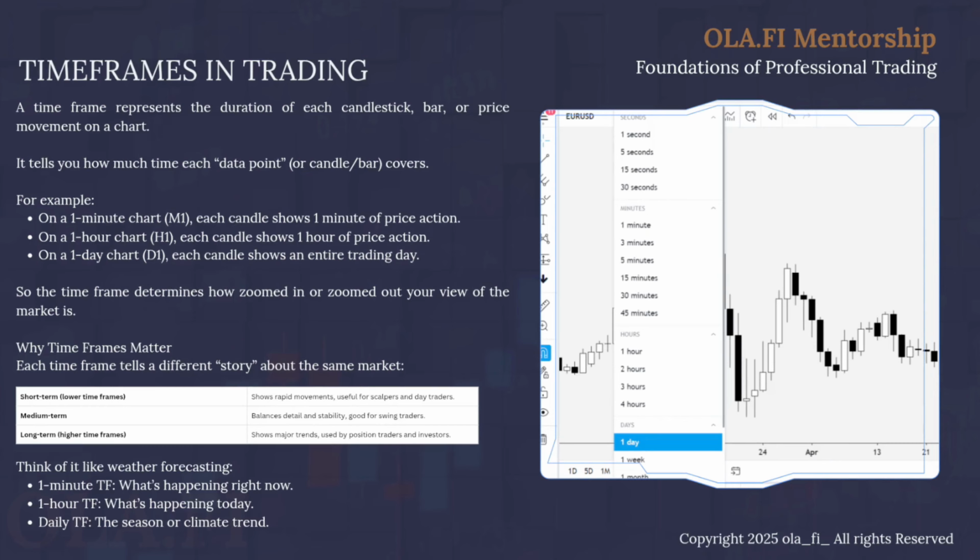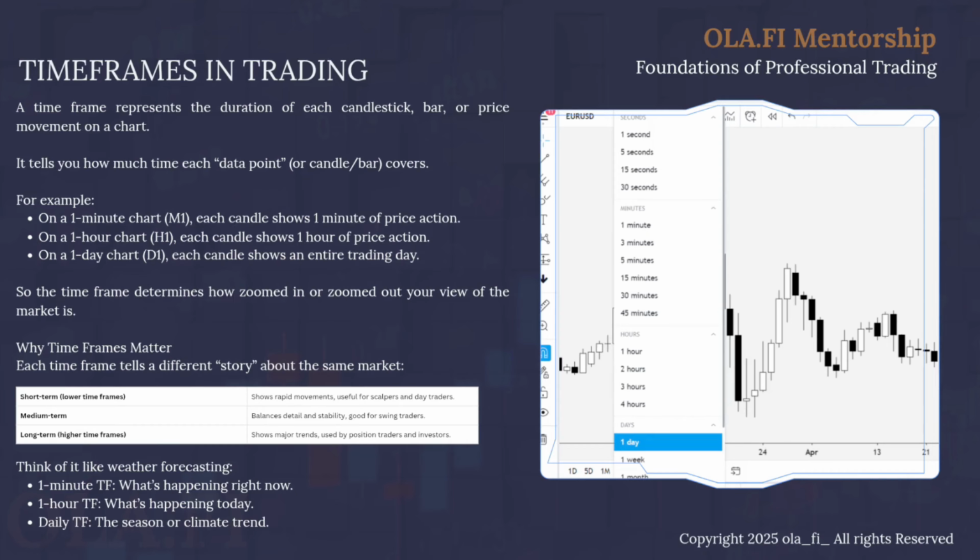For example, on a 1 minute time frame, each candle shows 1 minute of price action. So each candle represents 1 minute, which means it will open, go up, go down, go up within those 60 seconds, and the candle will still be printing. Once the 60 seconds is over, it will go to the next candle. The closing price of the previous candle will be the opening price of the next candle, and so on. Each one will be 1 minute.